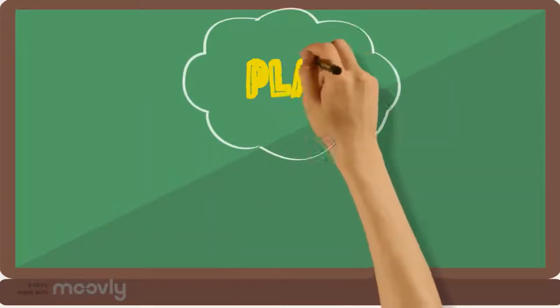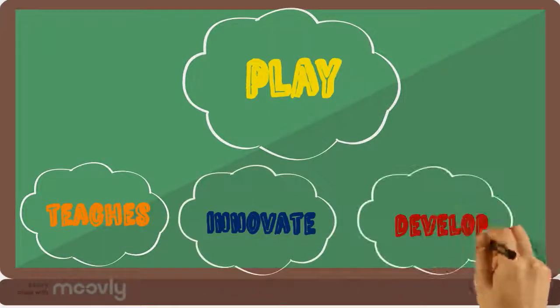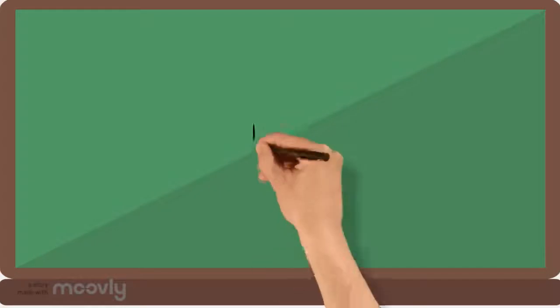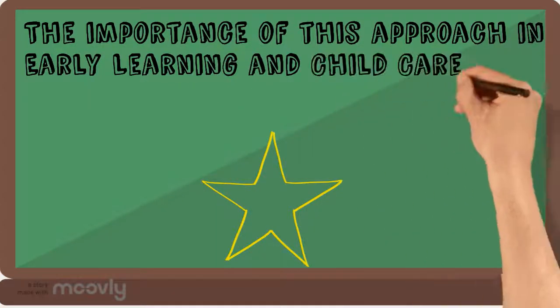Documentation plays a vital role in the Reggio Emilia approach, as it not only teaches the child, it innovates and develops their growing minds as well. Now that we got the basis of what the Reggio approach is and its aspects, that leads us to our next point, which is the importance of this approach in early learning and childcare.